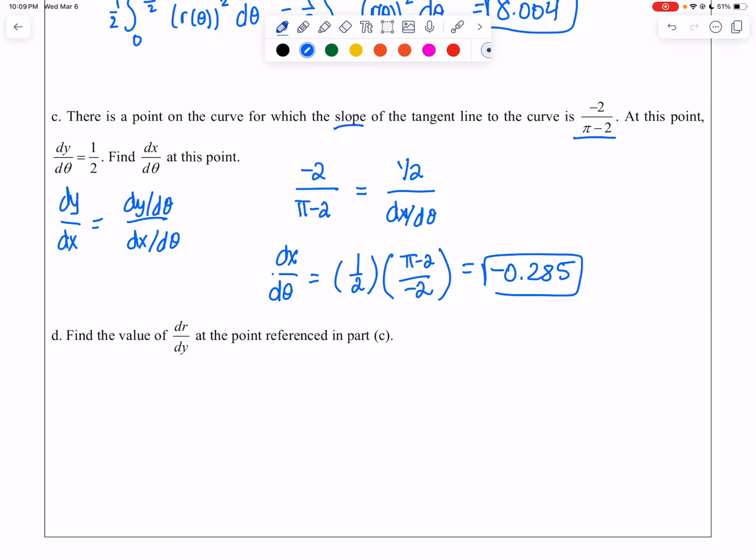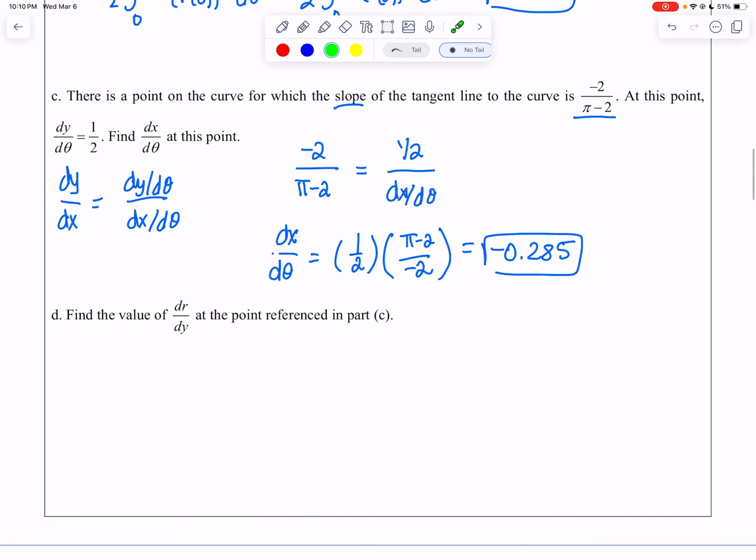All right, part D says find the value of dr/dy at the points referenced in part C. The problem is we don't really have a point. The only thing that we know here is that the derivative is this, dy/dθ is this, and then dx/dθ is this. So in order to find a point, we should probably figure out what theta is.